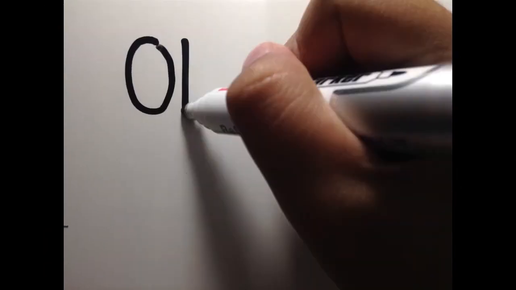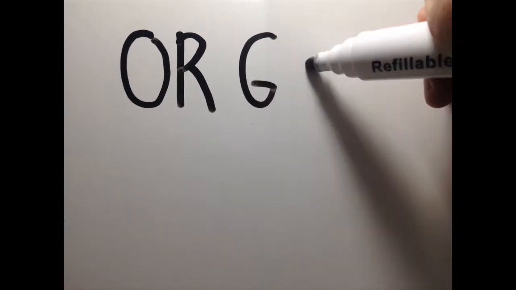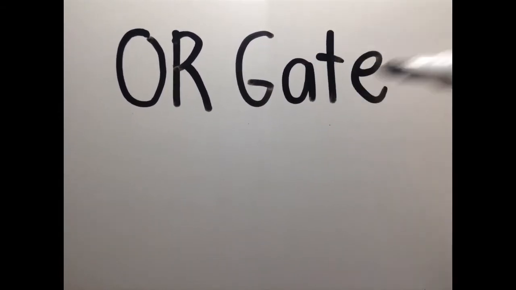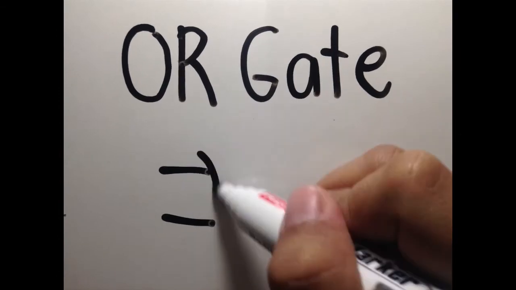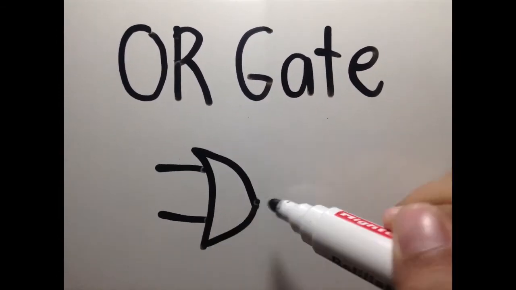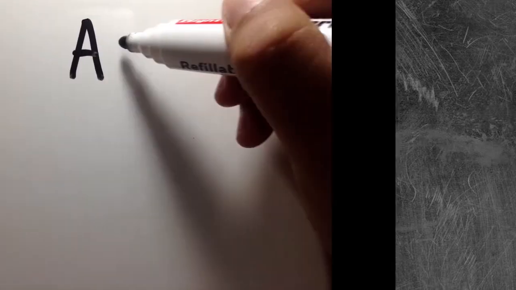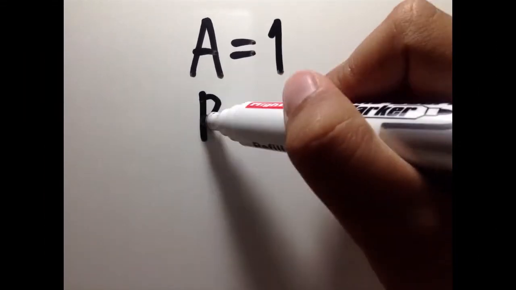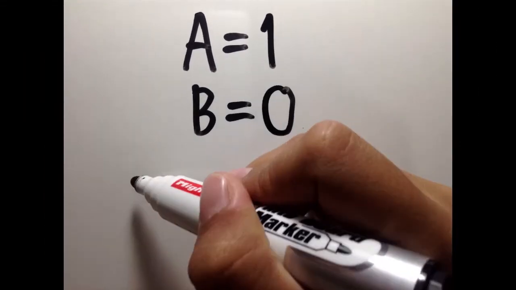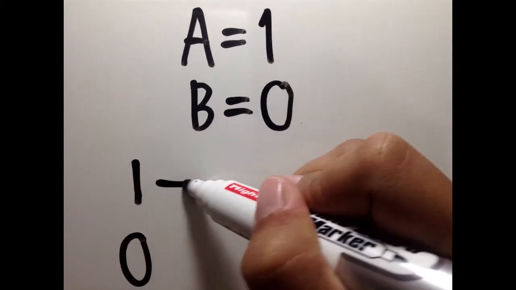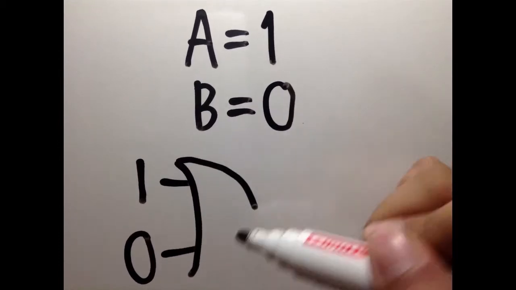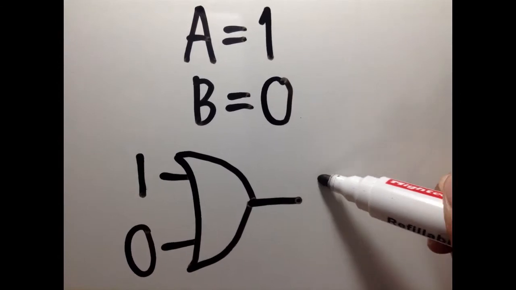The other one is the OR gate, which takes the value of two or more Boolean variables. If either one of the input is true, then the output is also true. The example in OR gate is if A is equals to 1, then B is equals to 0, then 1 or 0 will be equal to 1.